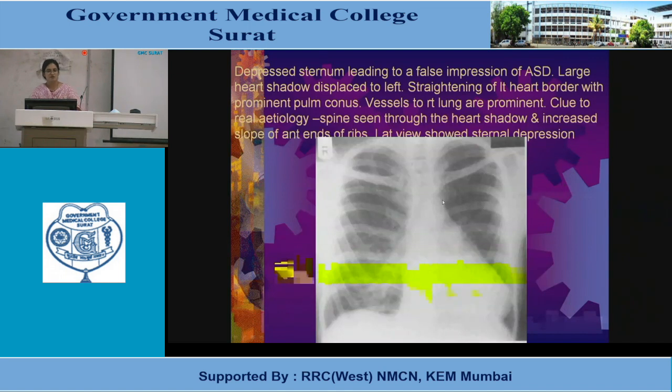Why? Because there is a large heart shadow displaced to the left side, straightening of the left heart border with prominent pulmonary conus, vessels to the right are prominent. Now this is because of the depressed sternum. What is the clue to the real etiology? It's the spine seen through the heart shadow. Normally the lower part of the spine is not visualized on a frontal chest x-ray, and there is increased slope of the anterior ends of ribs, and on a lateral view it showed the sternal depression.